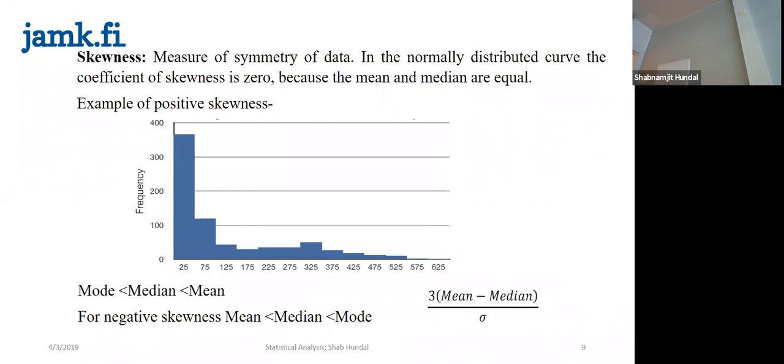But if you look at this red curve, the mode is here, the mean is here, and they are scattered. This is called skewness. I can give you a real life example of skewness.